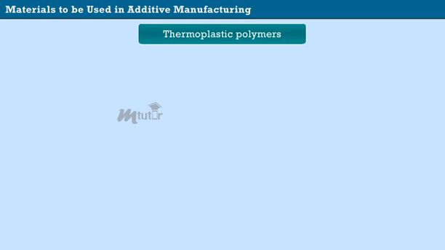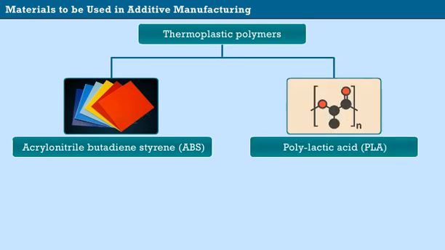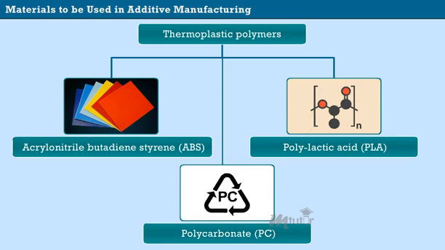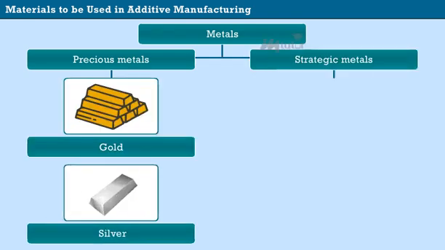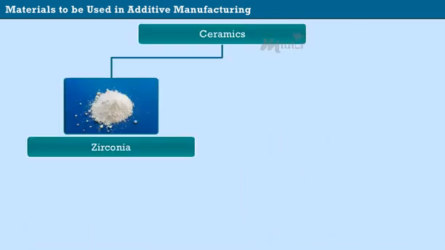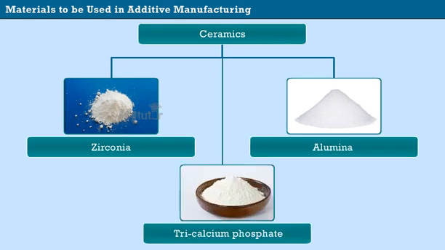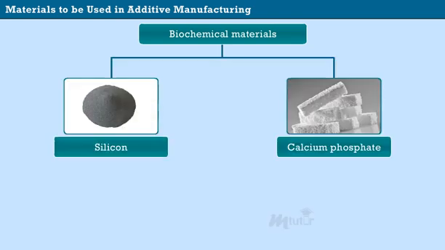Thermoplastic polymers include acrylonitrile butadiene styrene, that is ABS, polylactic acid, that is PLA, and polycarbonate, that is PC. Metals include precious metals that are gold and silver, and strategic metals like stainless steel and titanium. Ceramics include zirconia, alumina, and tricalcium phosphate. Biochemical materials include the use of hardened material from silicon, calcium phosphate, and zinc.